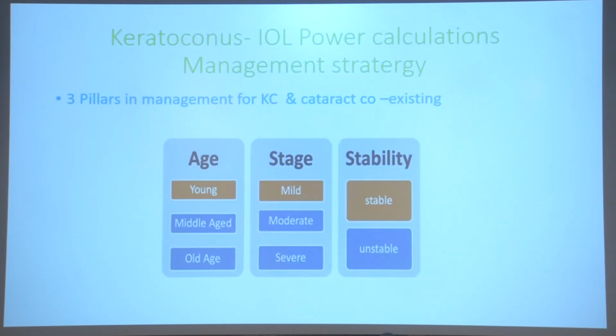Okay, so the corneal refractive surgeries group is over. I'll very briefly mention the keratoconus IOL power calculations. Whenever you have a patient having a keratoconus or a treated keratoconus and a cataract, what are the 3 things that you should always be looking at? The age, the stage, and the stability of the keratoconus.